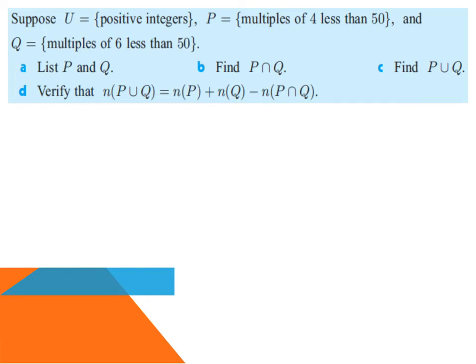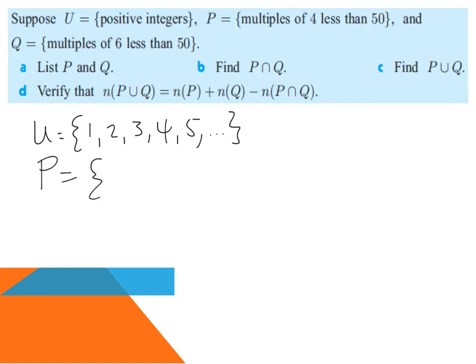Suppose the universal set is positive integers. Suppose set P is multiples of 4 less than 50, and set Q is multiples of 6 less than 50. So we end up with set U. If I list that out, it's going to be all the positive integers: 1, 2, 3, 4, 5, and then it just continues on and on. P are multiples of 4 less than 50, and part A asks us to list those.